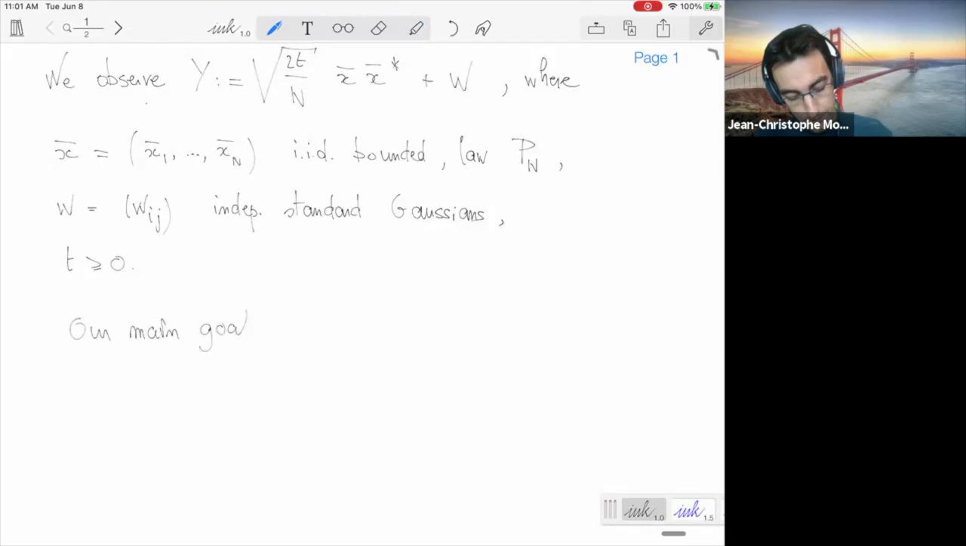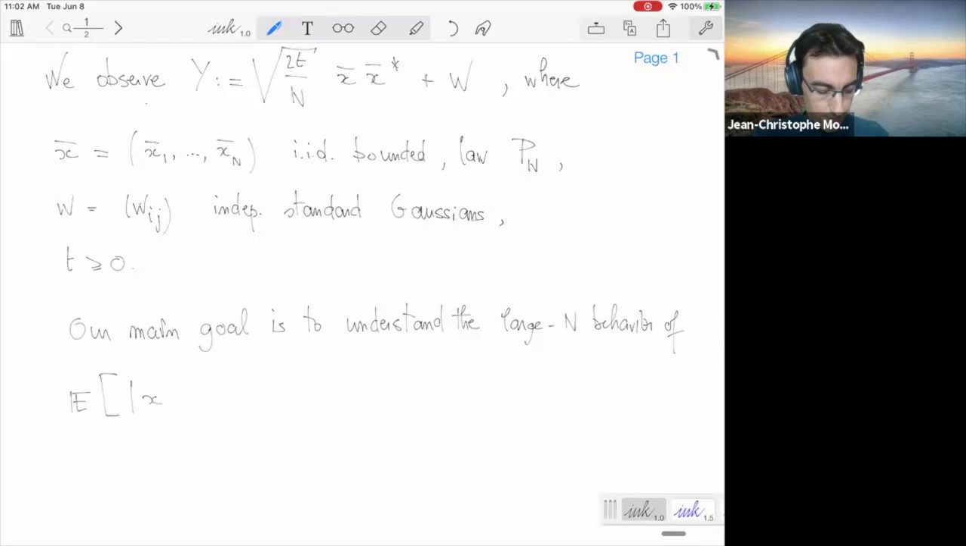And our main goal is to understand the large n behavior of what we call the minimal mean square error. This takes the following form: it's the expectation of the square of X bar minus the conditional expectation.